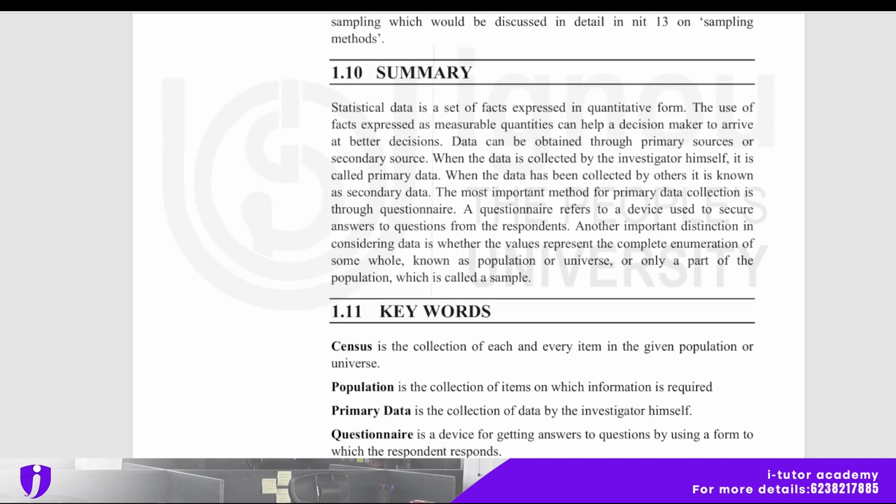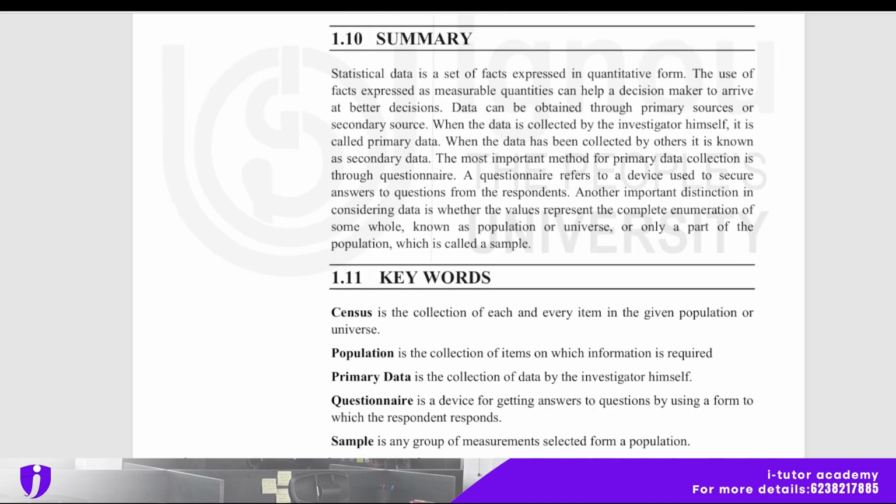Okay, and the summary is here of this Unit 1. Statistical data is a set of facts expressed in quantitative form. The use of facts expressed as measurable quantities can help the decision maker to arrive at a better decision. Data can be obtained through primary sources or secondary sources. When the data is collected by the investigator himself, it is called primary data. When the data has been collected by others, it is known as secondary data.